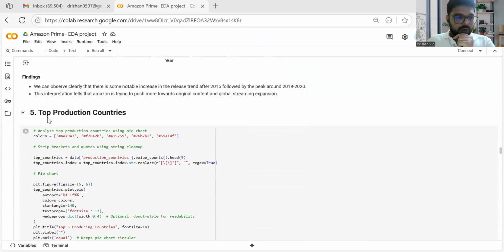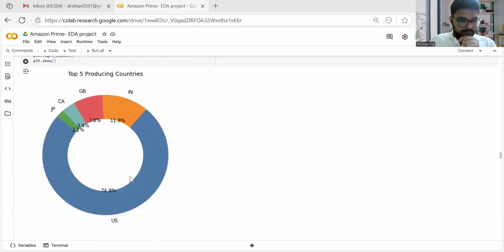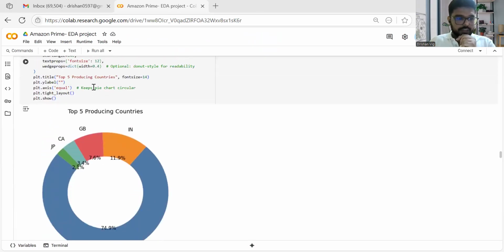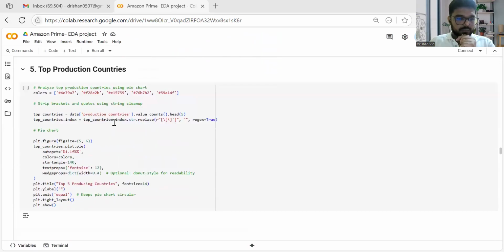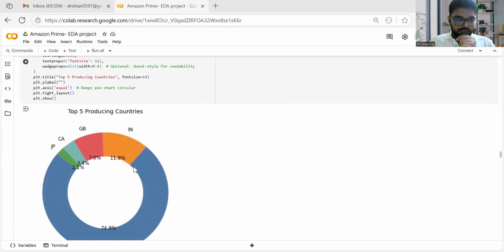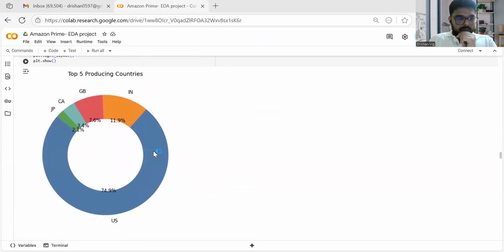Now it's time to analyze the top production countries, like which countries are the top producers of movies or TV shows. We can analyze this particular problem, and we can represent it in the form of a pie chart. So see this visualization.